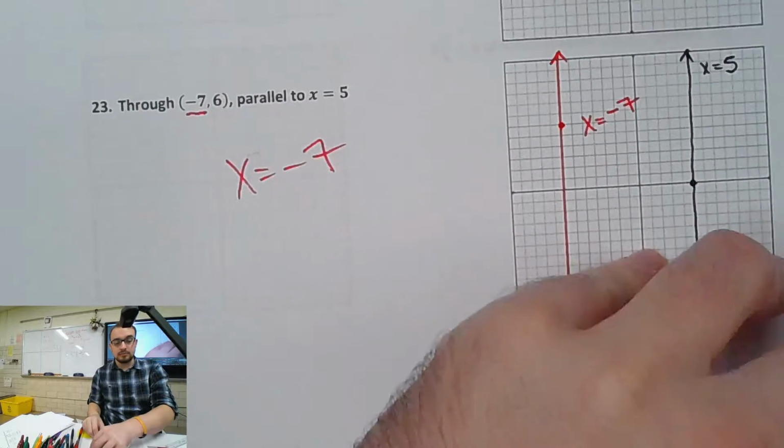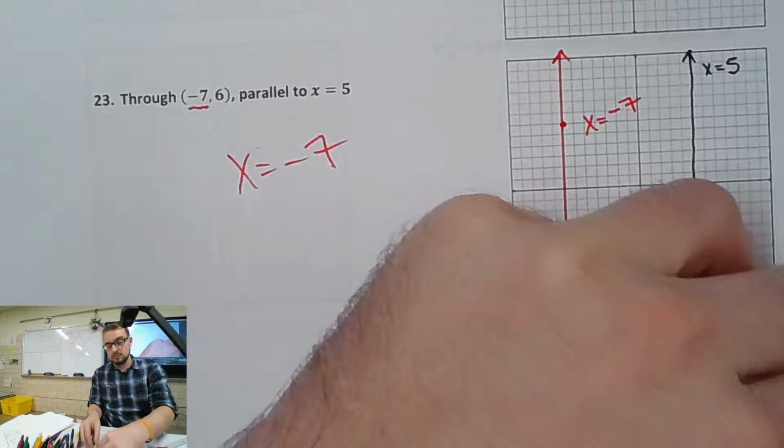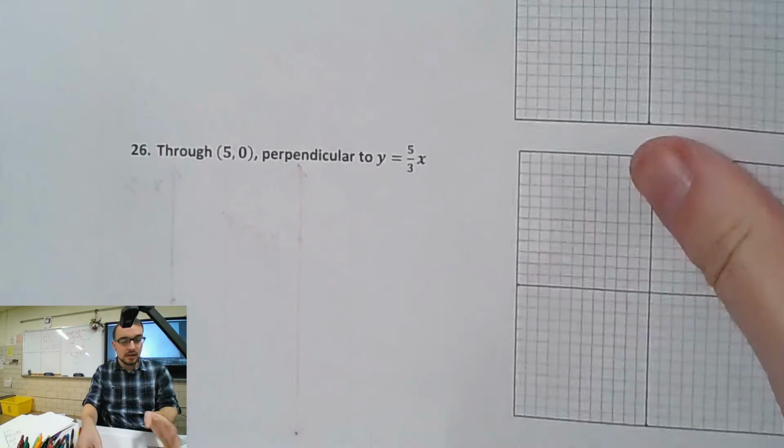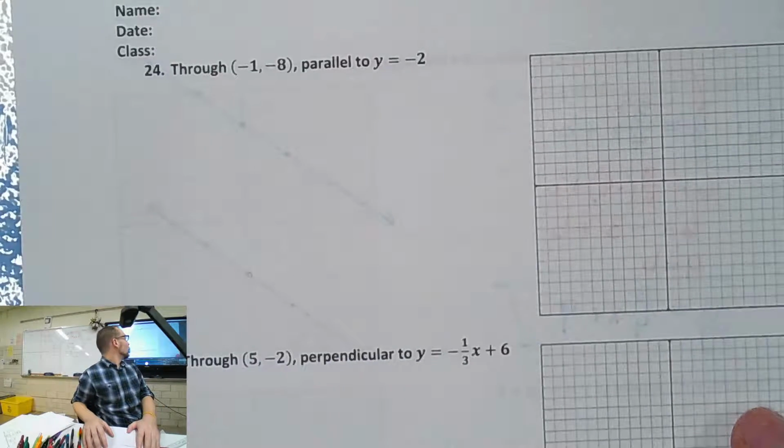Look at number 24. At least I think number 24. Let me flip the page. Yes, look at 24. Parallel to y equals -2.